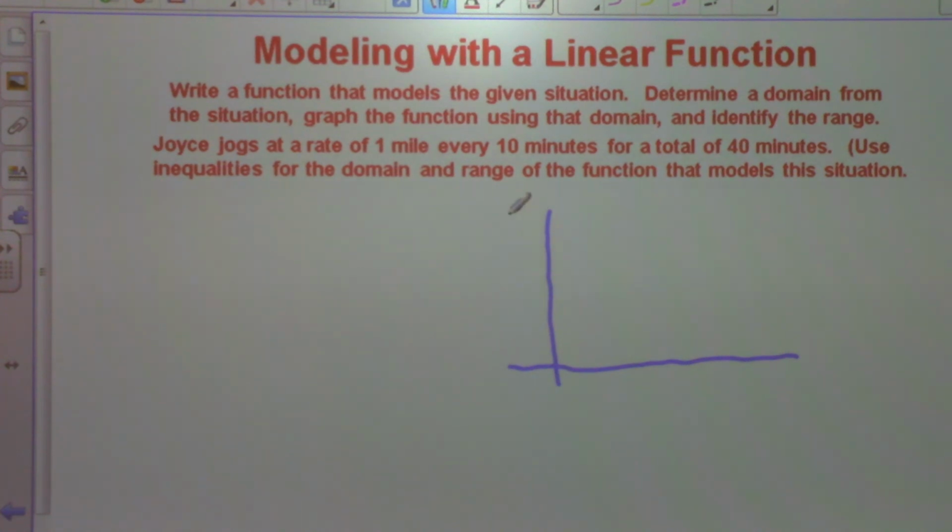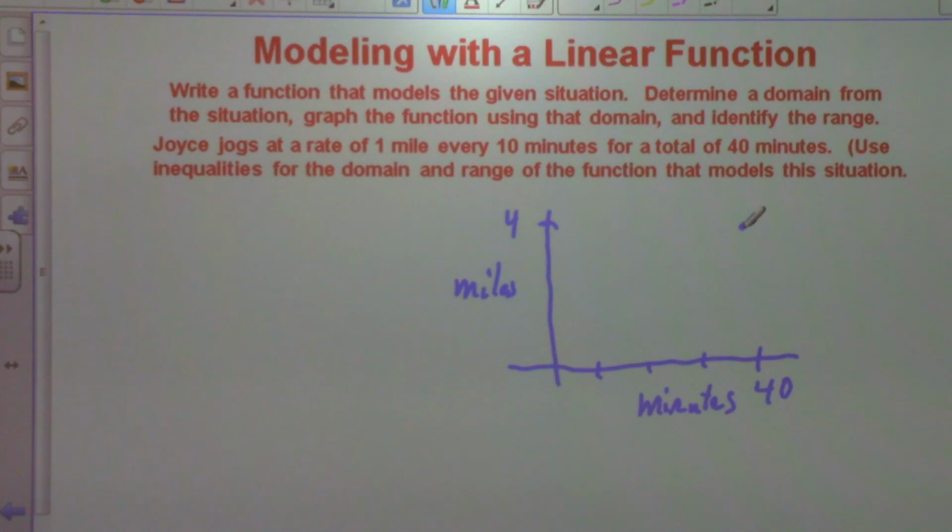Okay, so 1 mile every 10 minutes, how far did she go? 4 miles? So let's go ahead and just make a little graph of this here, right? So 4 miles is how far she ends up going. So this will be miles over here, and here's going to be time, minutes. We have 40 minutes: 10, 20, 30, 40 minutes. And we know she went 4 miles in 40 minutes.